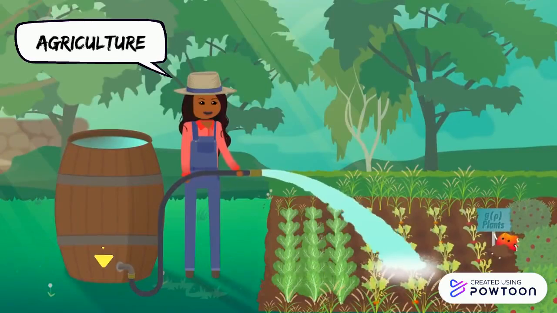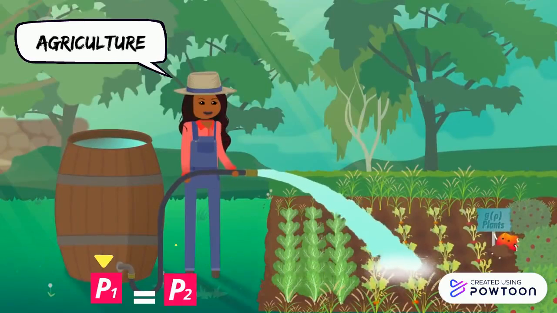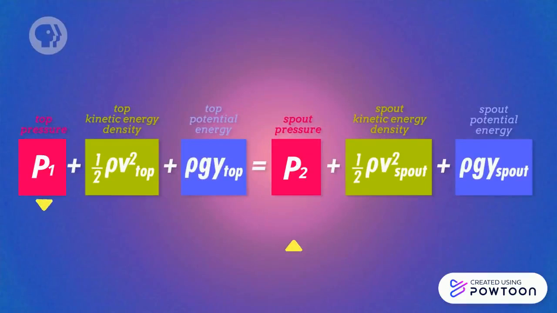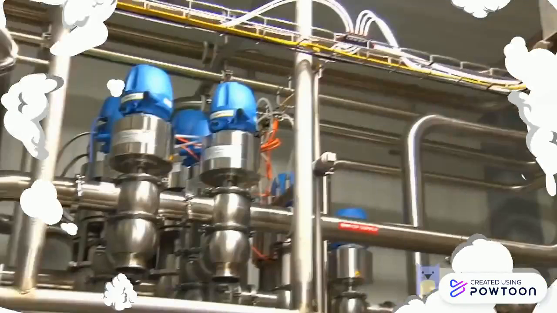We can see an example of a farmer watering her crops. The pressure that's pushing the fluid out of the barrel gives the same velocity to the fluid coming out. From Bernoulli's equation, we can simplify that the sum of the pressure, kinetic energy density, and potential energy density of the water in the barrel equals the sum of those three quantities of the water coming out.